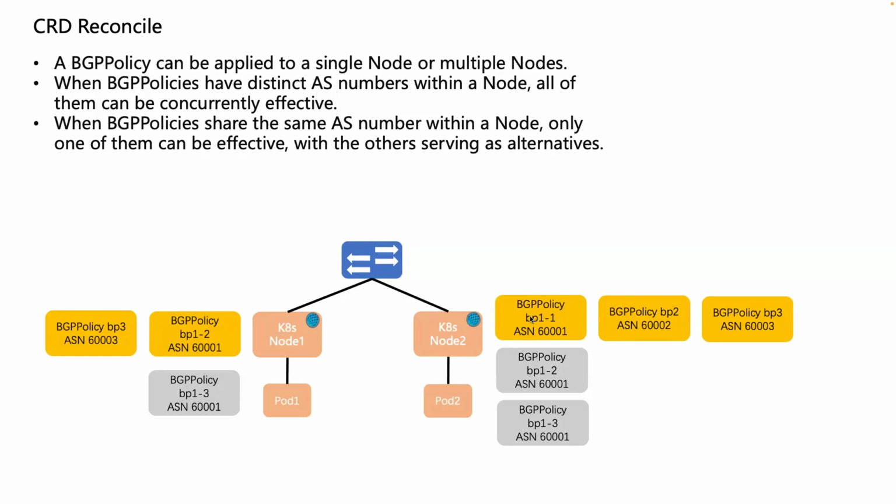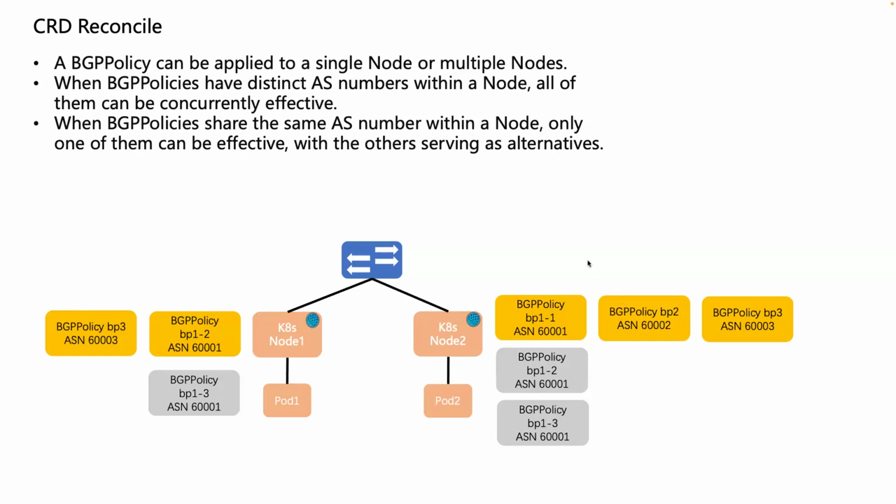I saw that Cilium has such an implementation, but they don't work like us, because in their implementation every node can only be applied one BGP policy, but they can have multiple what they call virtual routers. Every virtual router can have a distinct AS number and BGP peers.